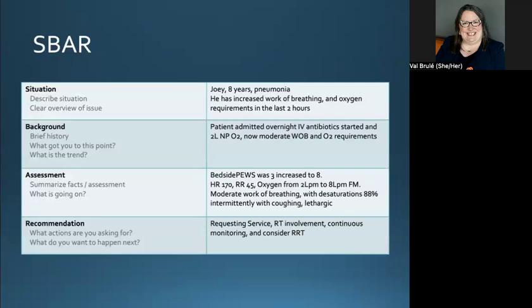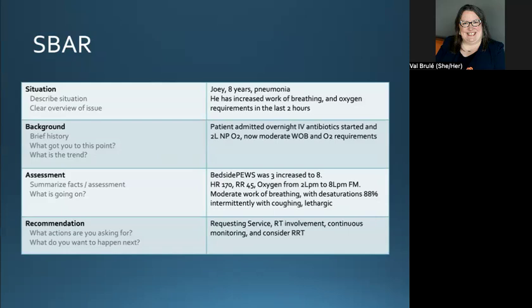Now he has moderate work of breathing and O2 requirements have increased. Your assessment showed that bedside PEWS was initially 3 and now increased to 8. His vitals are heart rate 170, respiratory rate 45, oxygen from 2 liters per minute, now 8 liters per minute at face mask. He has moderate work of breathing with desaturations to 88%, intermittently coughing, and lethargic.